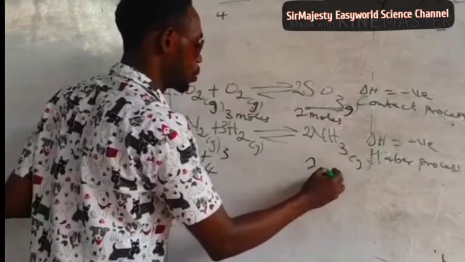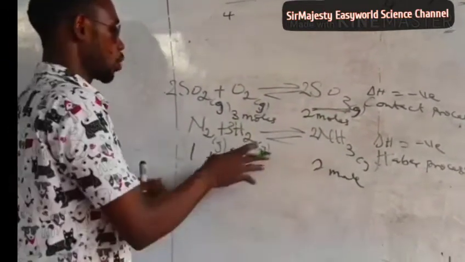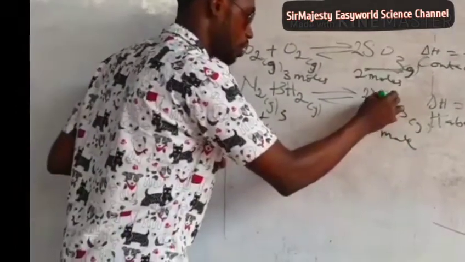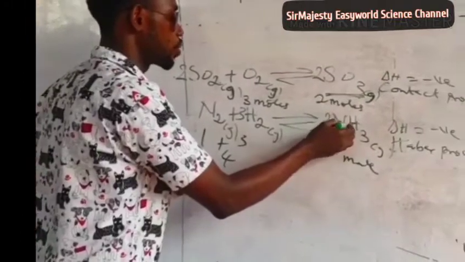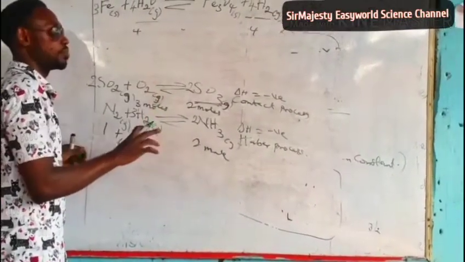Here we have only 2 moles. And this is gas, this is gas. So the 2 conditions are met. So increasing the pressure automatically shifts the equilibrium to the right, just like you did in the contact process. Which means during the Haber process, you need to increase the pressure of the reacting system.